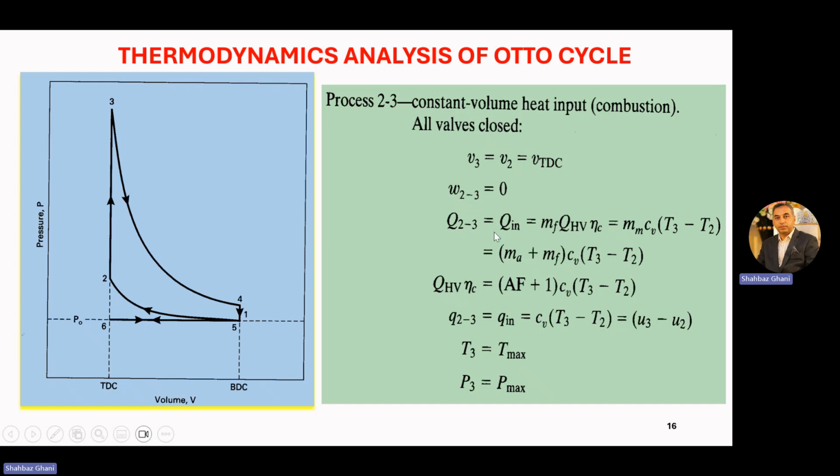So we can write Q in, Q2 to 3, as the mass of fuel times the heating value of the fuel times the combustion efficiency of that fuel. So we can write it as mass of mixture times CV times (T3 minus T2). Mass of mixture is mass of air plus mass of fuel, times CV times (T3 minus T2). So we can equate these equations and find T3, which is equal to T max, and P3, which is equal to P max. Now we have a combustion.